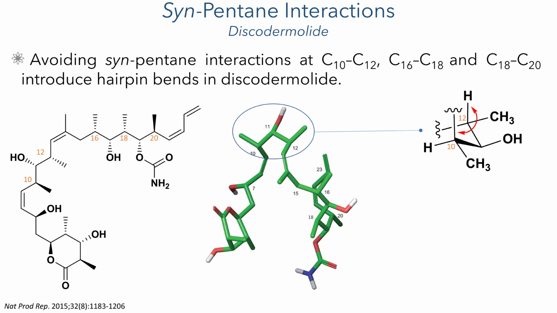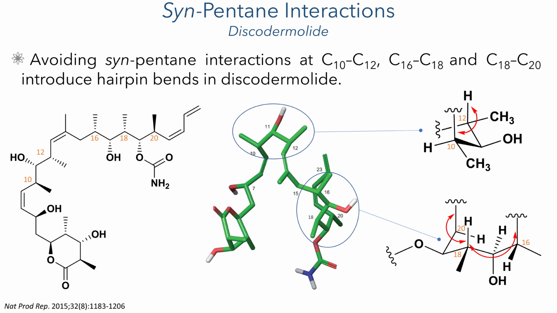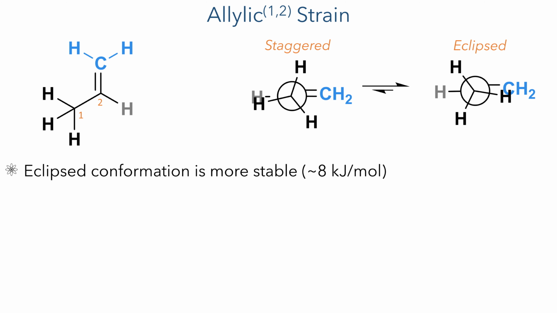These occur at the C10-C12 region, where we can see there's a hydrogen in one of the axial positions, and also at the C16-C18 and C18-C20 region, where again a hydrogen atom takes the axial position, as it is the smallest substituent and generates the least repulsion. So now, let's move on and look at systems with double bonds.